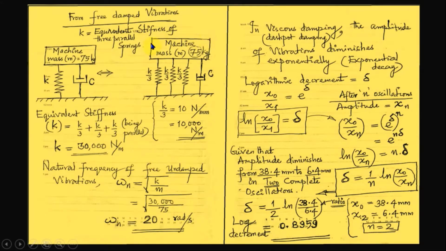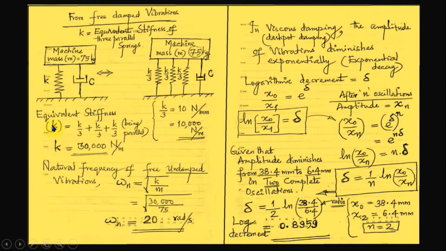So here we have the given system, the machine mass 75 kg supported on 3 springs which are in parallel combination with a viscous damper. And here the stiffness is given as 10 Newton per mm, and in SI unit it will be 10,000 Newton per meter. So each spring stiffness is represented by k by 3, because the total equivalent stiffness I want to represent by k, that's why it is represented as k by 3.